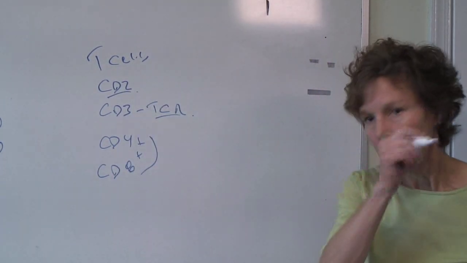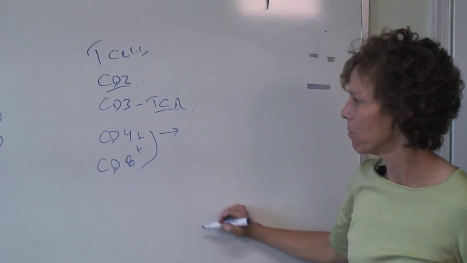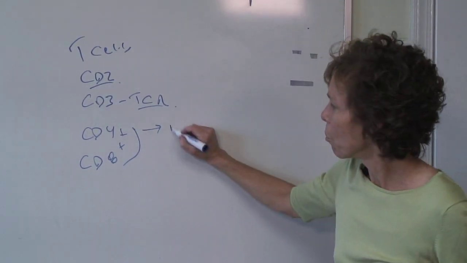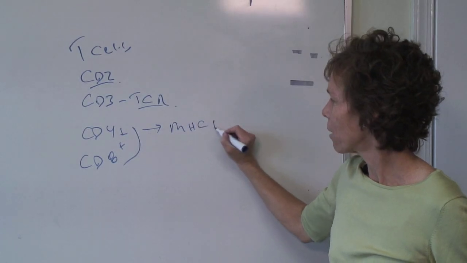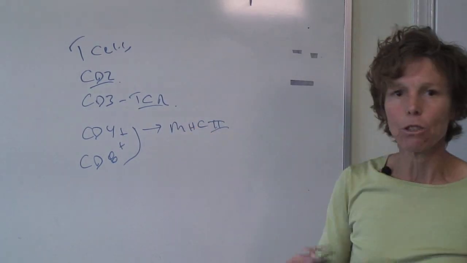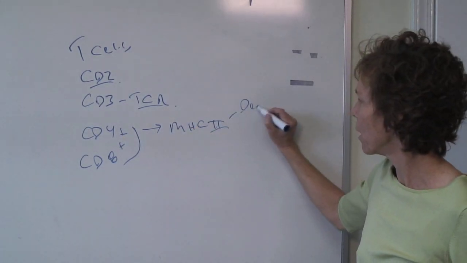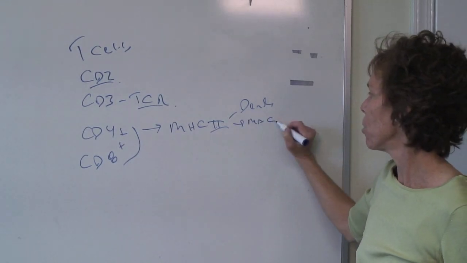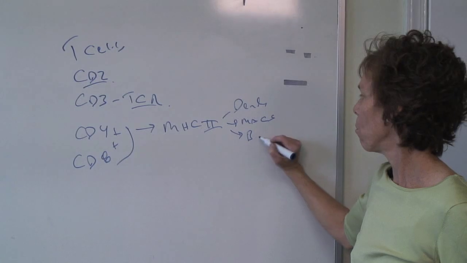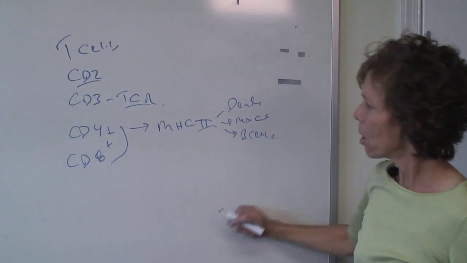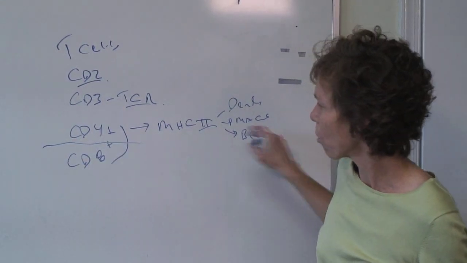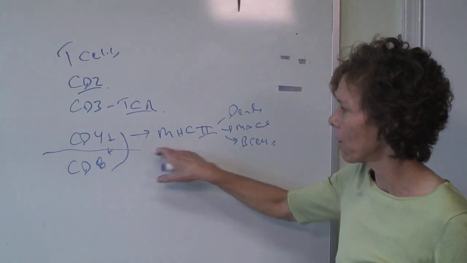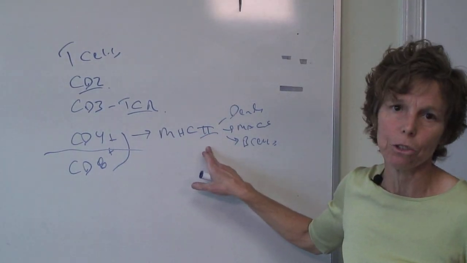And remember that CD4 positive cells are the helper T cells, and those become activated by MHC class II molecules that are either on dendritic cells, or on macrophages, or on B cells. So that's who gets these CD4 cells activated. And they call these MHC class II restricted cells.